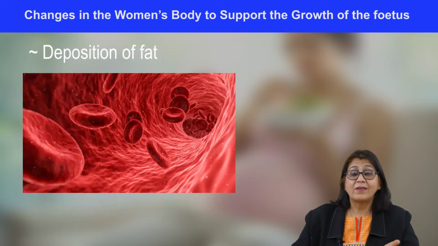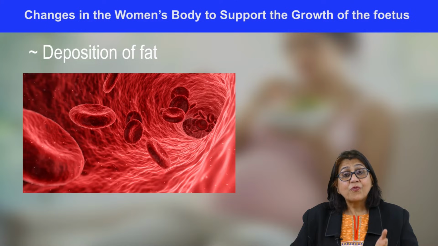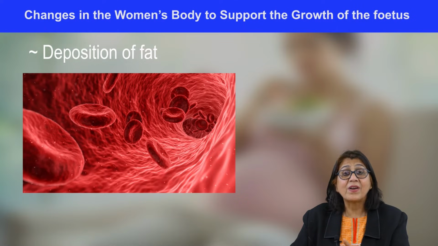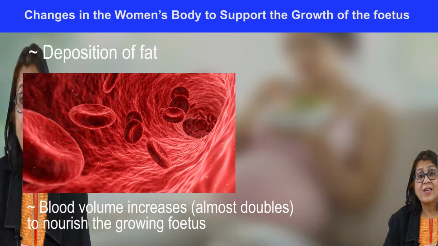You would notice there is deposition of fat in the body. Why? Because to provide for the milk which will be produced at the time of lactation, or when the mother nurses the baby with her breast milk. And the most significant change is the increase in the blood volume. The blood volume almost doubles. Why? To nourish the growing fetus.